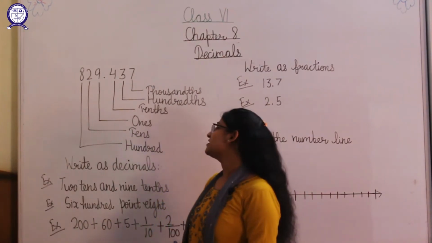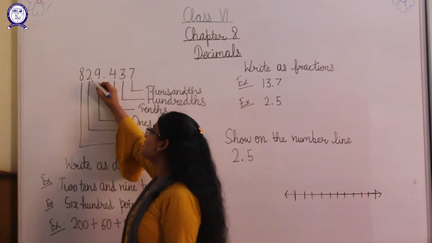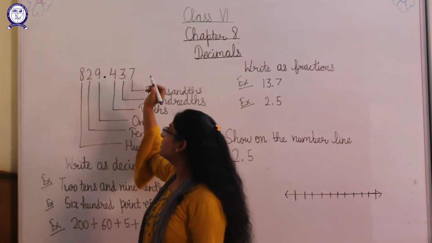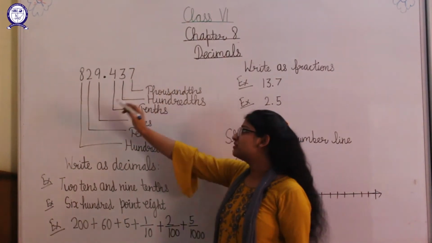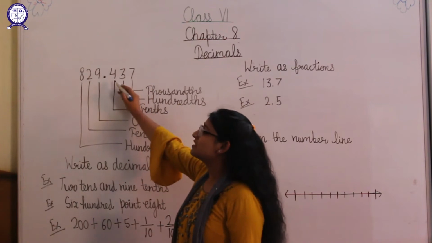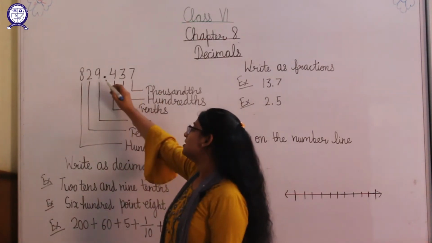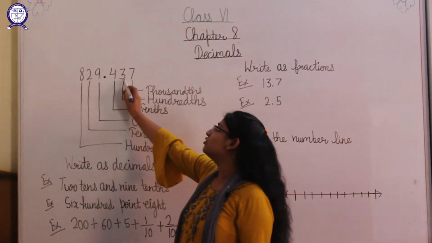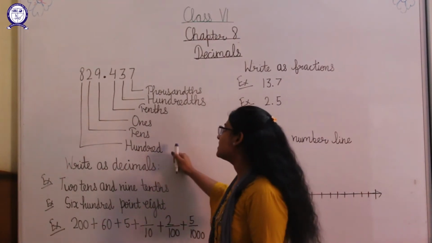Okay, students, you must have seen numbers like this. Here it is 829 point, we can call it point or decimal. 0.437. After the decimal, students, we always read the digits individually, like 4, 3, 7. We will not read it as 437. We will read this number as 829.437.